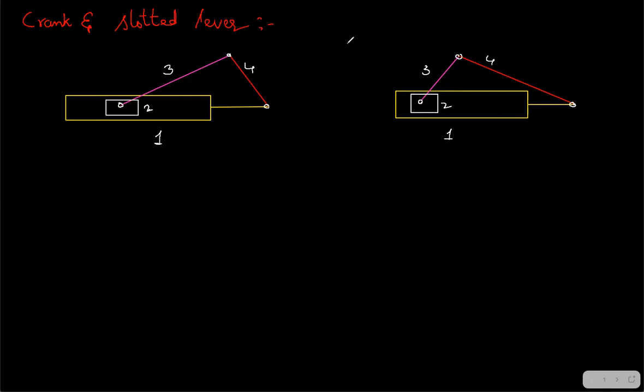Now can you make out what is different in this diagram? I would say that this is Whitworth, and this is crank and slotted lever. So what is the difference here? I think we can see the difference very clearly. In both the cases, we are going to fix link number 4. There is no difference in that.